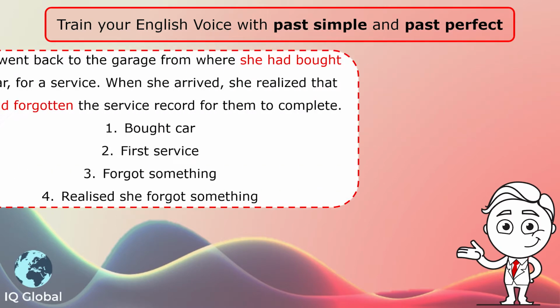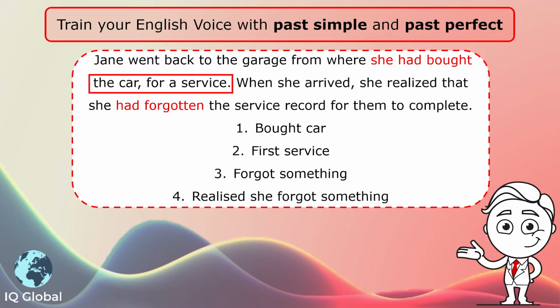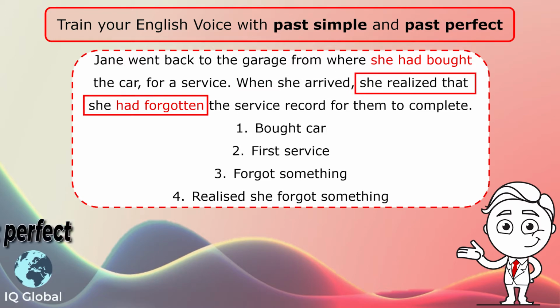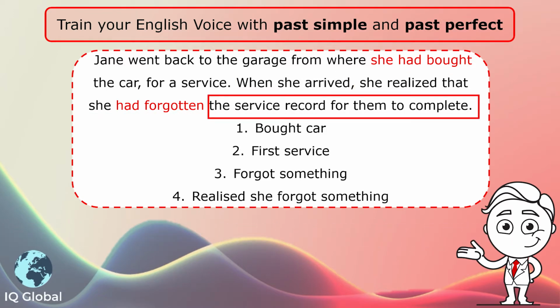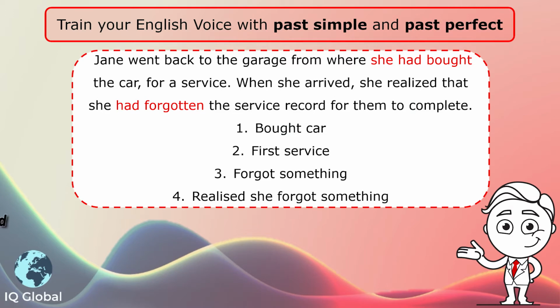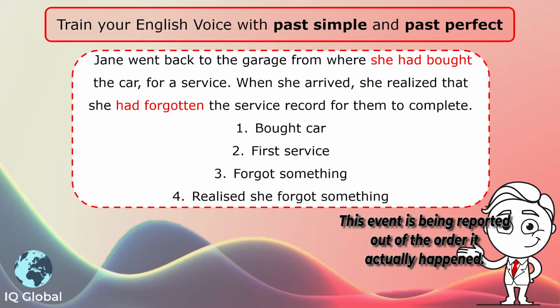For example, Jane went back to the garage from where she had bought, past perfect, the car for a service. When she arrived, she realised that she had forgotten, past perfect, the service record for them to complete. This event is being reported out of the order of how it actually happened.